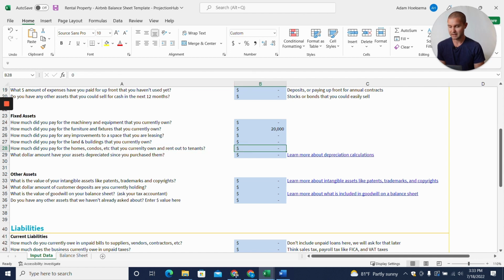And then here we have, how much did you pay for the homes, condos, etc. that you currently own and rent out to tenants. So this is where we want to put that $500,000. And then, what dollar amount have your assets depreciated since you purchased them?